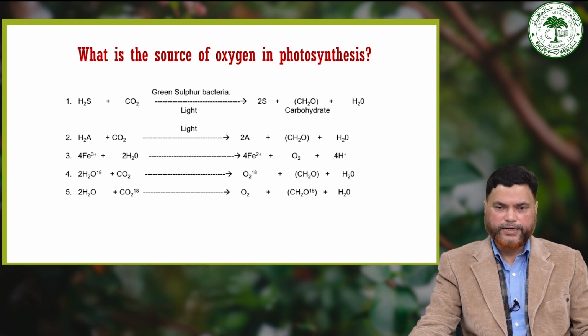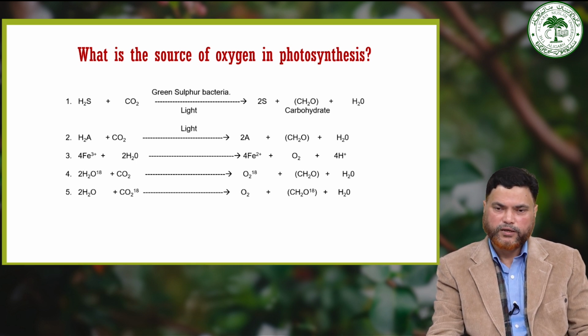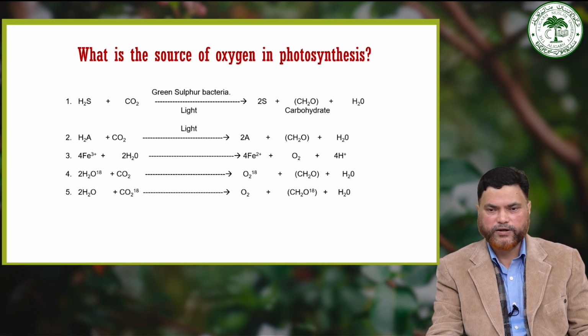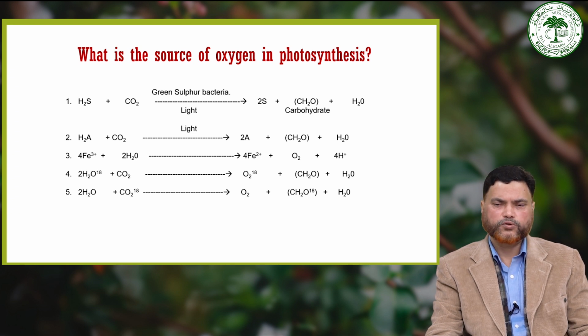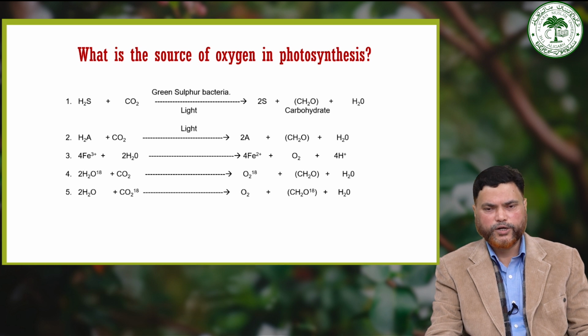The idea of van Niel was supported by the experiment of Hill in 1937, with the isotopic studies by Ruben, and then by other plant physiologists, Kamen and co-workers, in the year 1941. The observation of Hill revealed that isolated chloroplasts, when illuminated without carbon dioxide but with a suitable hydrogen acceptor like indophenol and ferric salts, released oxygen. You see this in reaction third.